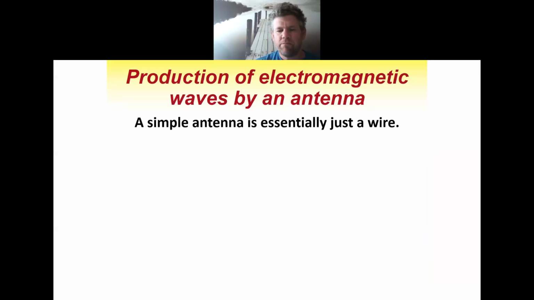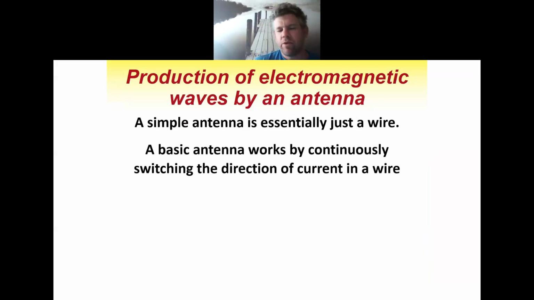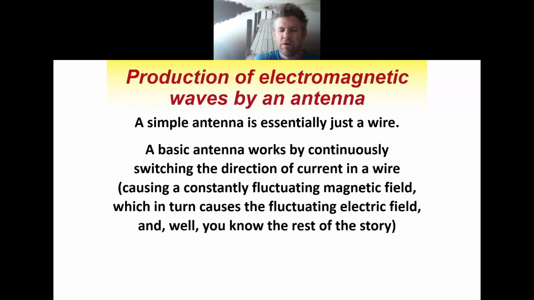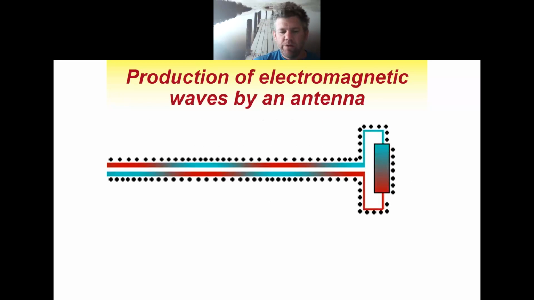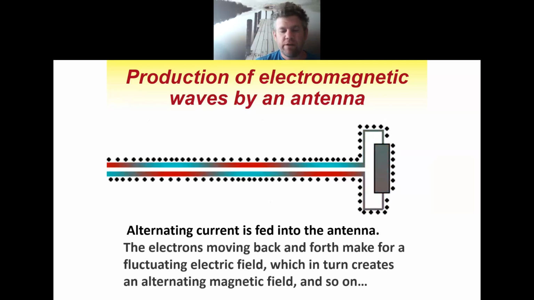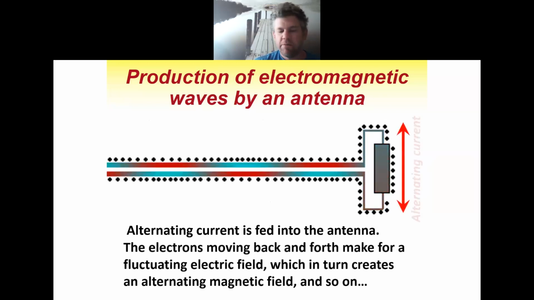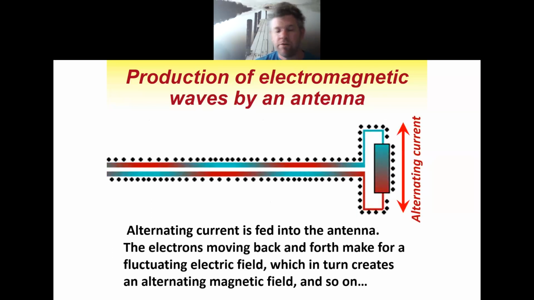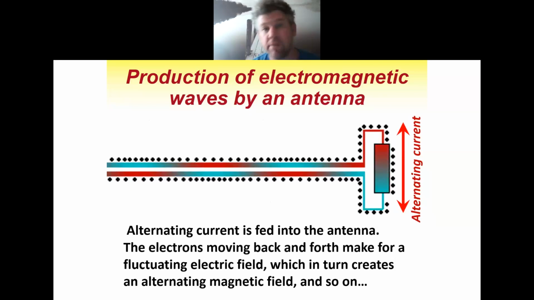And the reason why is, let's take a look at this first. So a simple antenna is essentially just a wire. A basic antenna works by continually switching the direction of the current. By doing this, it causes a fluctuating magnetic field, which in turn causes a fluctuating electric field. All right. So what we see is something along the lines of this. Alternating current is fed into the antenna. The electrons move back and forth, making a fluctuating electric field, which in turn creates an alternating magnetic field.